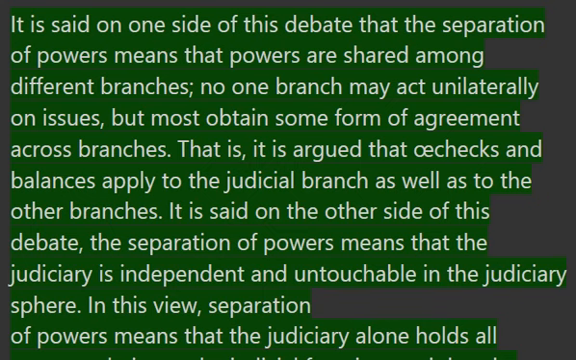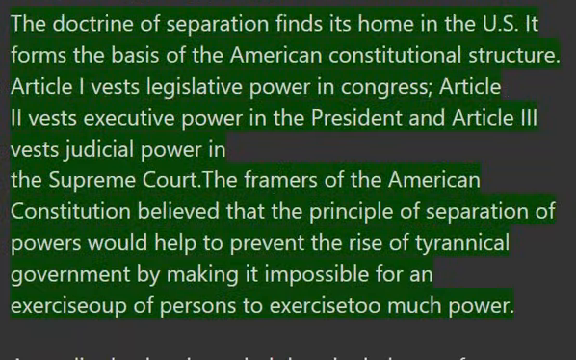branches. It is said on the other side of this debate, the separation of powers means that the judiciary is independent and untouchable in the judicial sphere. In this view, separation of powers means that the judiciary alone holds all powers relative to the judicial function, and that the legislative and executive branches may not interfere in any aspect of the judicial branch. The doctrine of separation finds its home in the U.S. It forms the basis of the American constitutional structure.